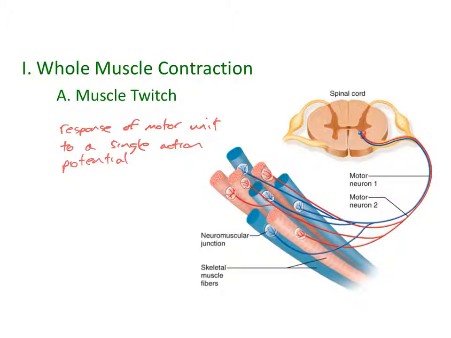And I think I defined this earlier, but just in case not, a motor unit is one motor neuron plus all the muscle fibers that it innervates. And I'll just say stimulates.